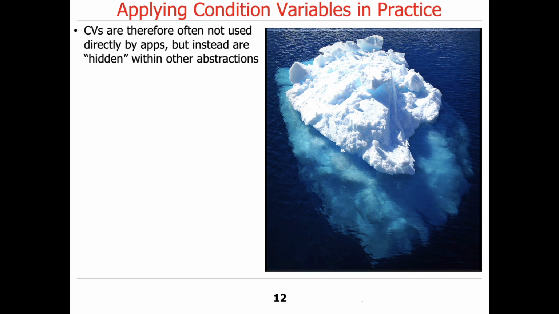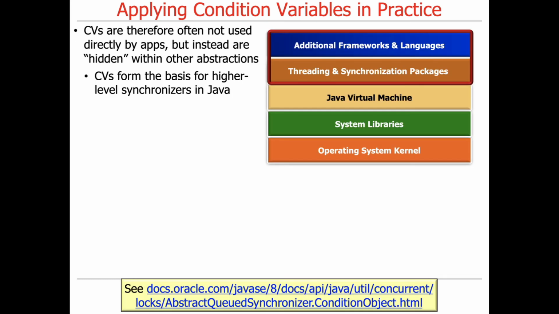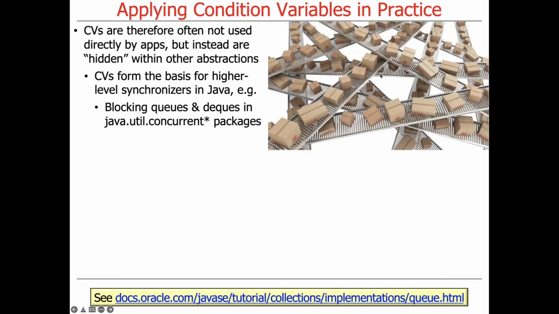Now, condition variables are often not used directly by apps. The app very rarely directly uses the condition variable, but instead it's hidden. The use of condition variables, either one or many, is hidden within other abstractions. And they form the basis for higher level synchronizers in Java. So if you take a look at this stuff, you'll see that there's layers of things, not surprisingly. And a very good example of this would be blocking queues, like array blocking queue, linked blocking queue, or decks. I think there's blocking decks in Java too, that are part of the Java util concurrent packages.